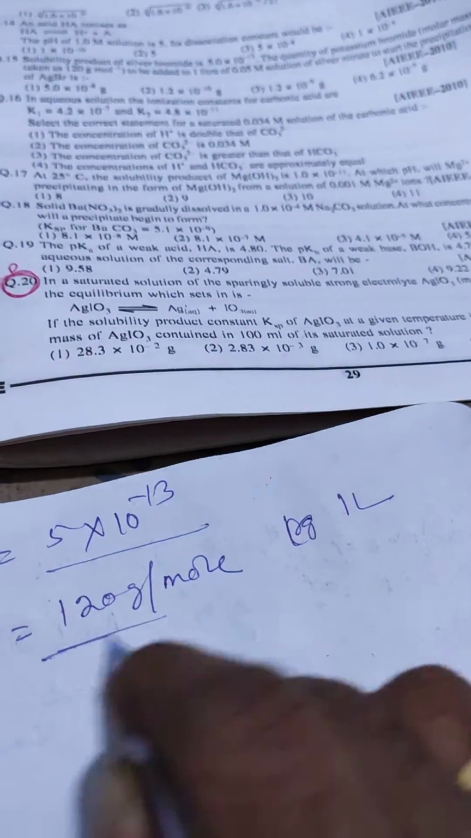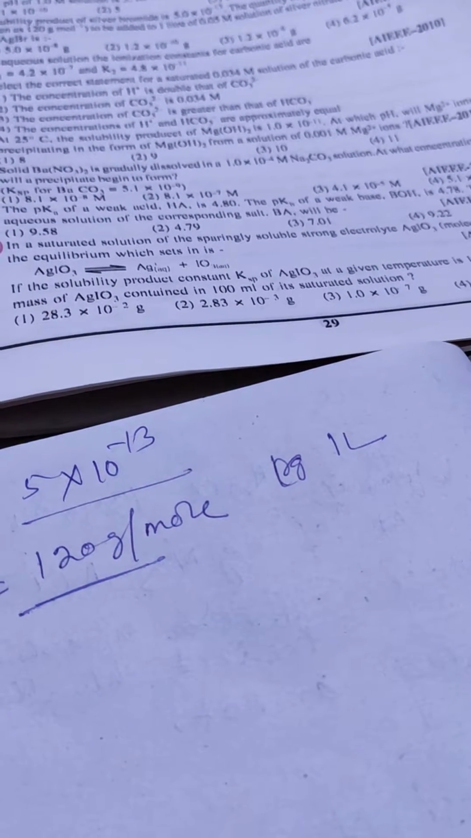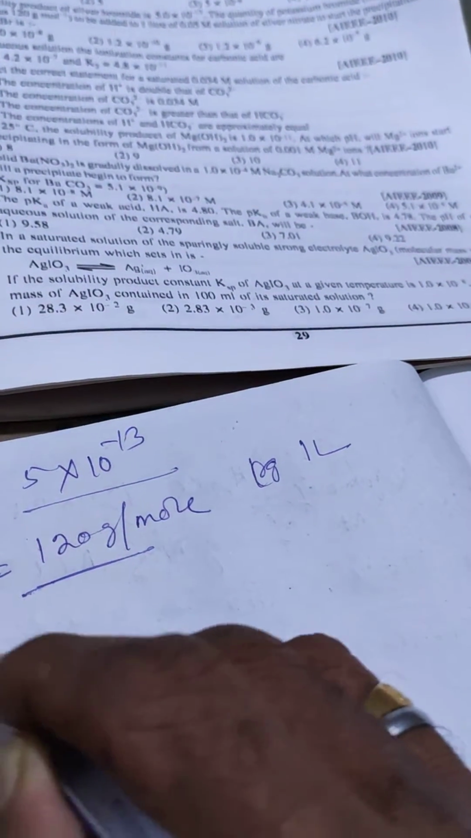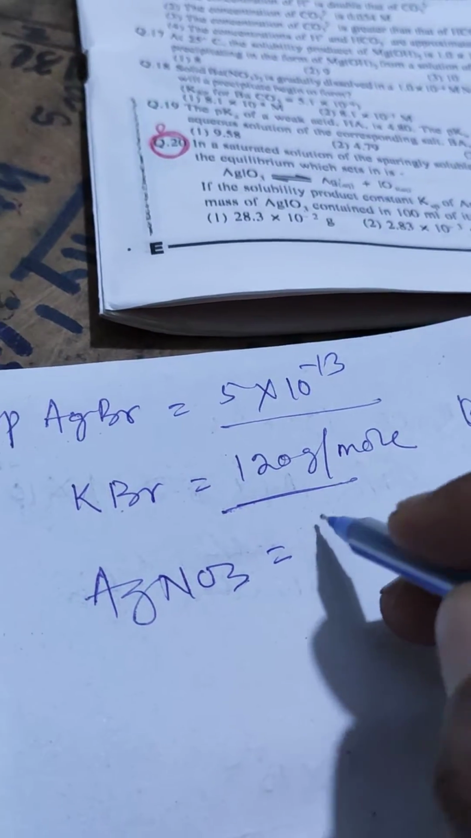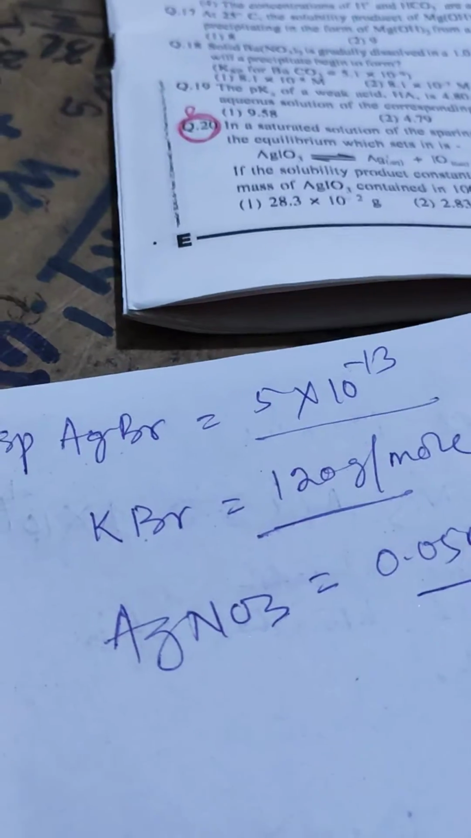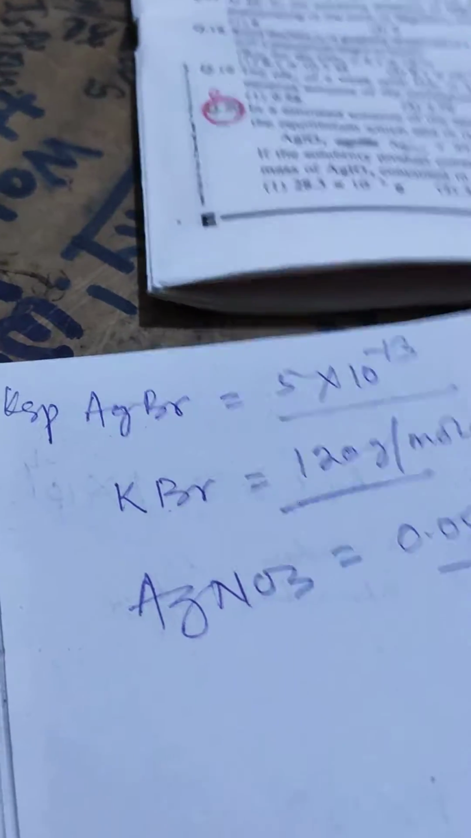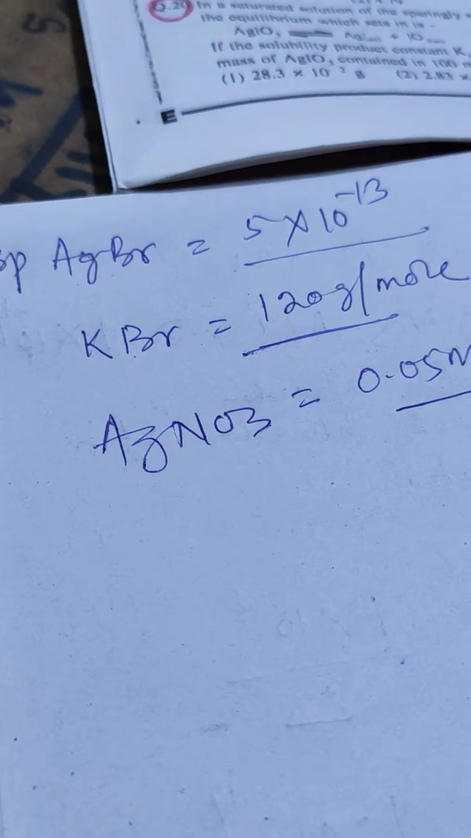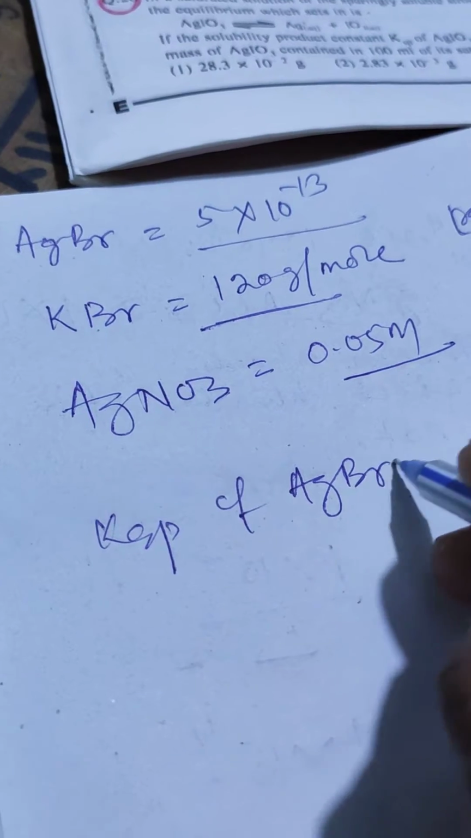So you see the KBr molecular mass is given as 120 gram per mole. Then the silver nitrate concentration, how much is it given? It is given as 0.05 M. So we add to 1 liter, the total solution is 1 liter, and 0.05 M solution is given. Okay. So the Ksp of AgBr, are you getting my point?